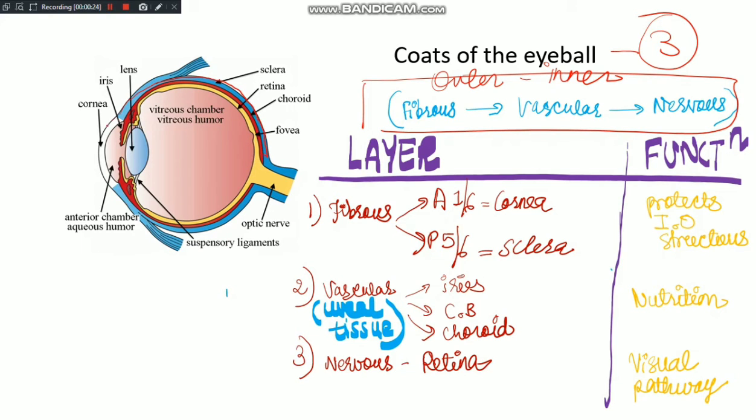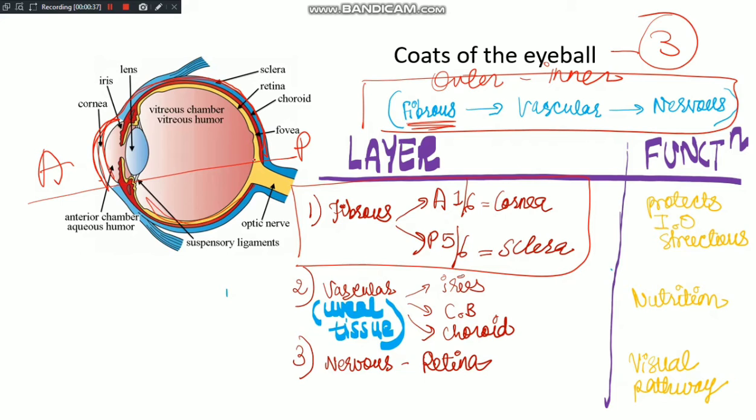Can you appreciate here the cornea and the sclera? These two structures form the fibrous layer. The cornea forms the anterior 1/6. This is the anterior side, and this is the posterior side of the eyeball. So the anterior 1/6 is formed by the cornea, and the posterior 5/6 is formed by the sclera.